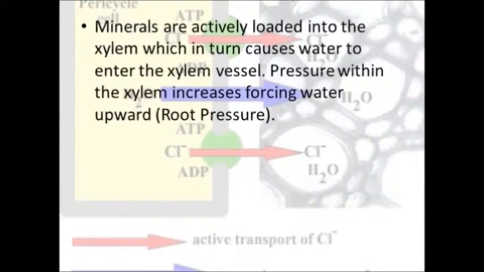Ions are actively loaded into the xylem, which in turn causes water to enter the xylem vessel. Pressure within the xylem increases, forcing the water upward. That is the root pressure.